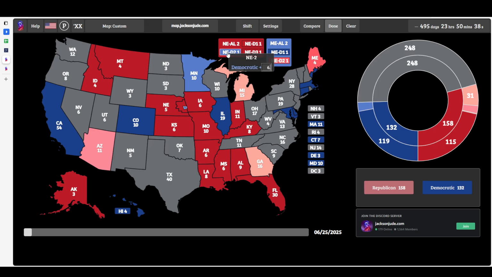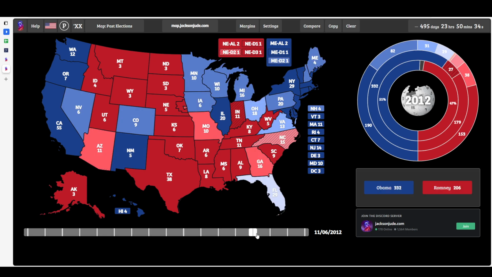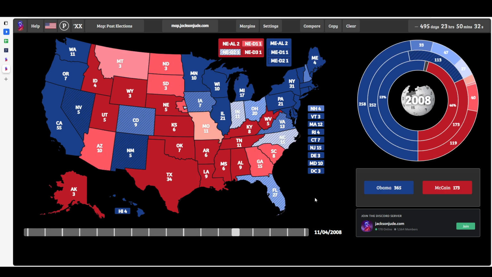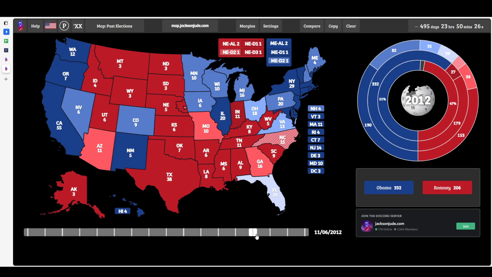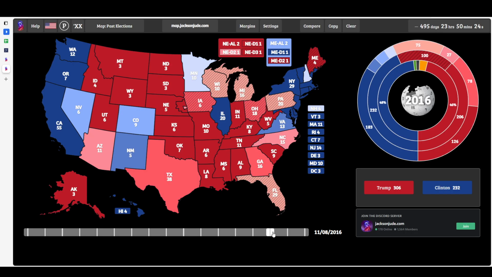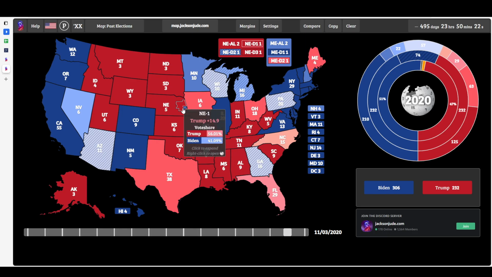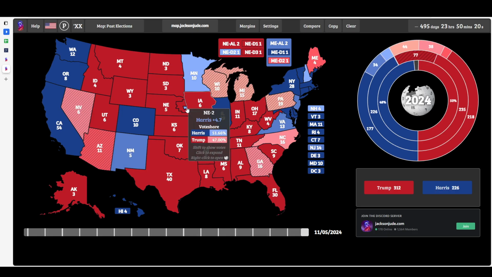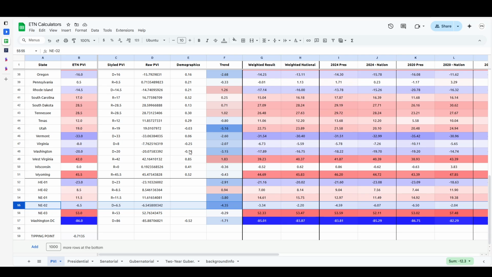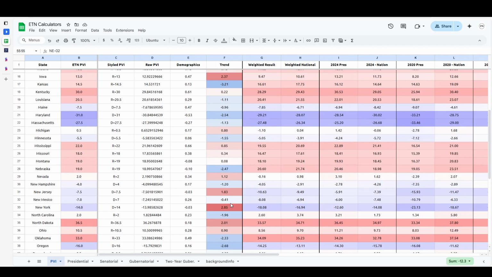This was the first time that Nebraska flipped its electoral vote delegation, in 2008 when Obama won the second district. Romney flipped it back. Trump barely won it in 2016. Biden flipped it in 2020. And then Harris won it again in 2024. So it has been trending very hard to the left. It is the most left trending thing in the entire country.